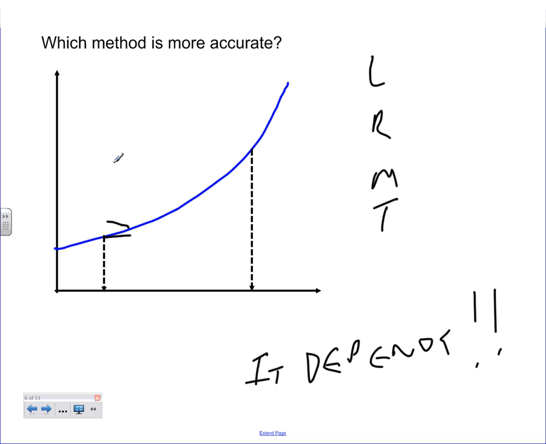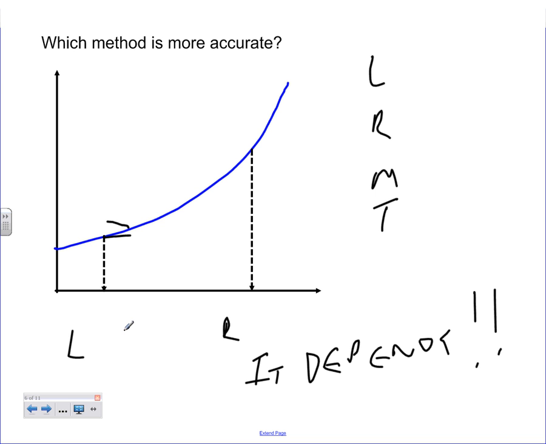Sometimes a question will ask you to rank these: which one is going to give you the greatest area, and which the smallest. Then you have to look at the concavity of the shape, draw in the little rectangles, and make an educated guess. If I were to go with this one, I would say my left endpoints give me the smallest, and my right endpoints are probably going to give me the largest.